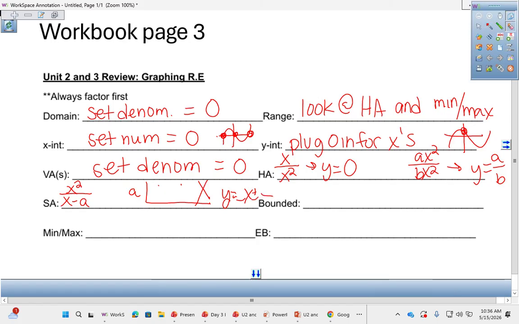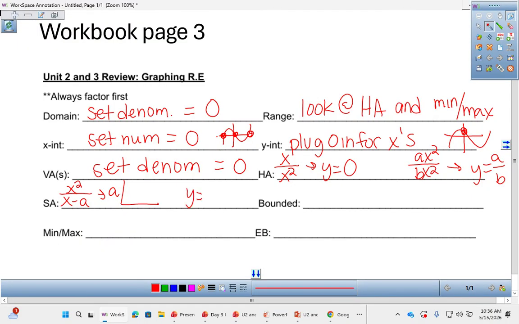Let me move that over, please. So when you do the synthetic division, you'll get a linear equation. That's your slant. And that happens when the x squared is on the top and the linear is on the bottom. If that's flipped, it's the 0. So it's all about the x's.